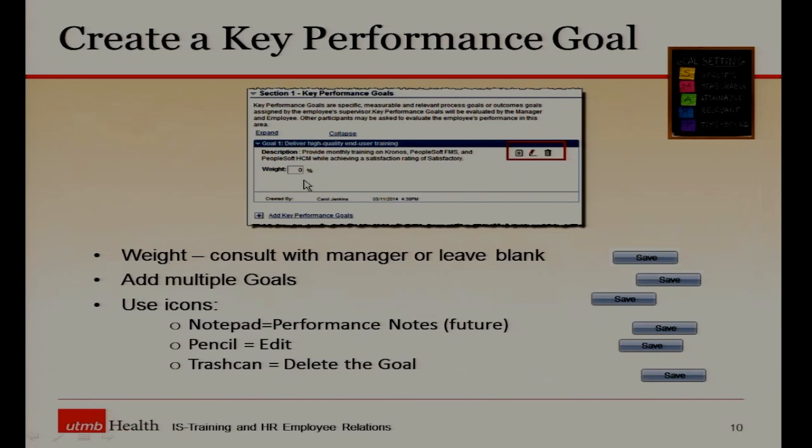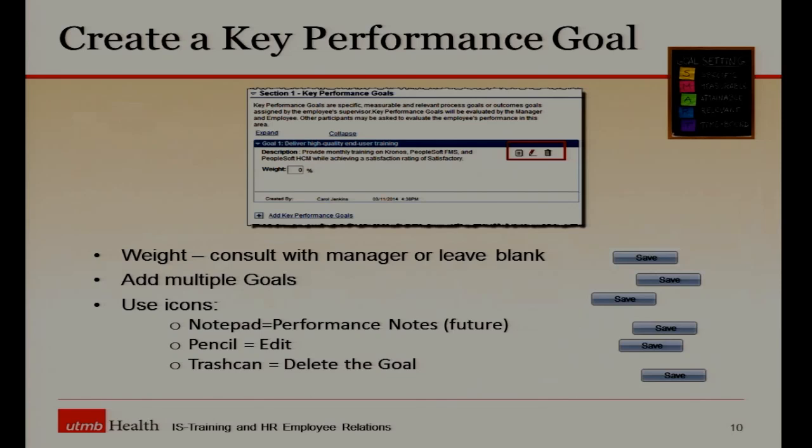The weights are something that this particular time around for fiscal year 2014, most areas are leaving as zeros. That does not mean that this does not have any weight and doesn't have any value. What it means is that we're going to let PeopleSoft equally weight the items within that section. So if you had 2 key performance goals, PeopleSoft would automatically weight each of those as 50%.